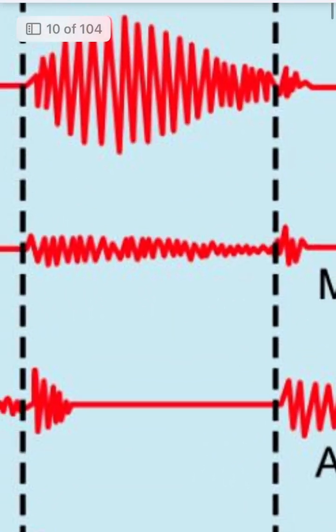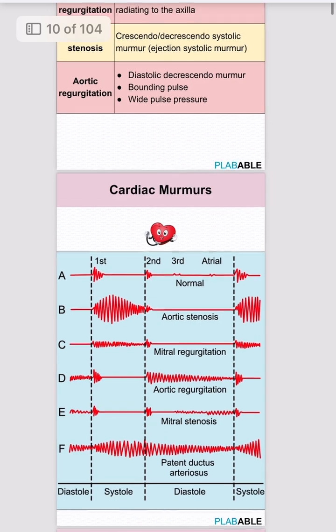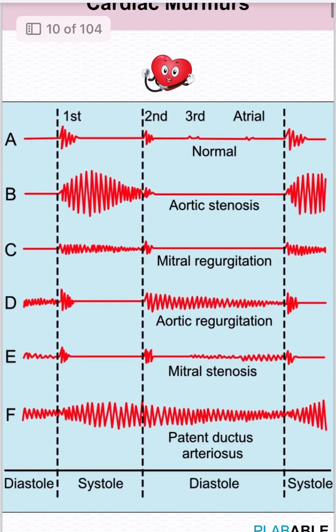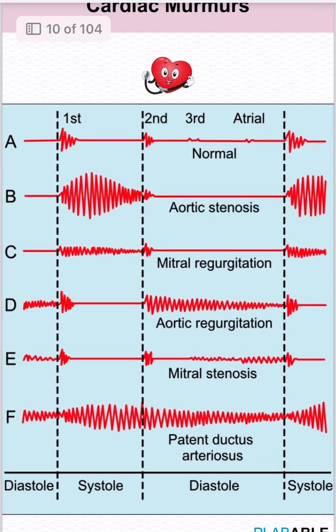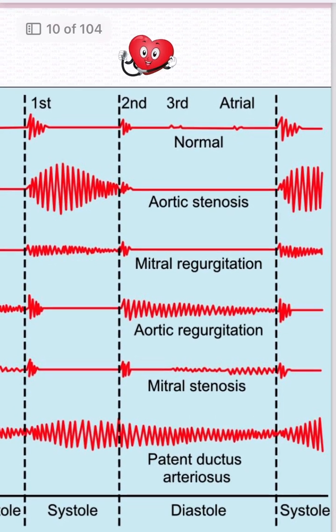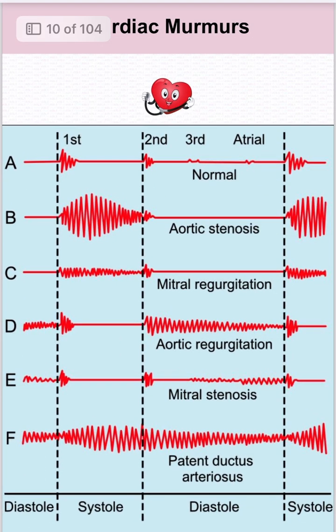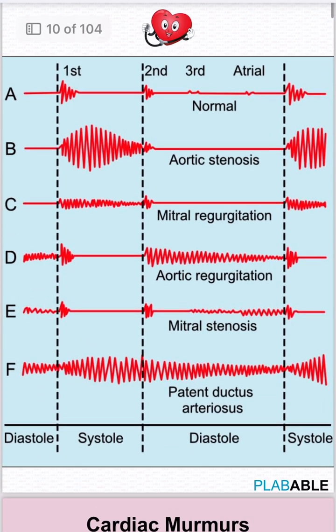Mitral regurgitation. And if a patient has a diastolic decrescendo, where the first sound is normal but the murmur is audible throughout the second, third, and atrial sounds, then it is called aortic regurgitation. It is a diastolic decrescendo.